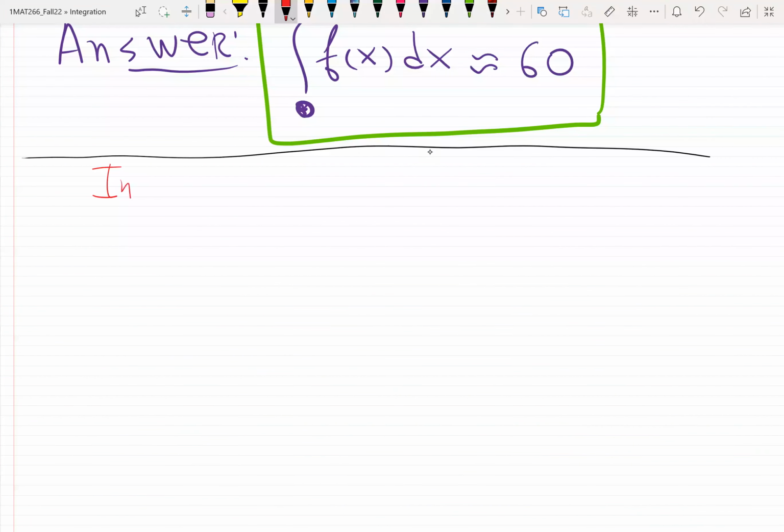The last one, integration with tables. We give you an integral, and we give you an integral from a table, and we ask you to figure out how to solve it. Example, let me use some example from the review.